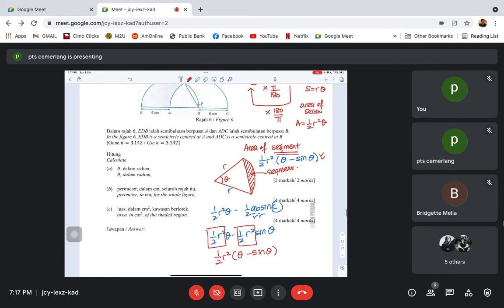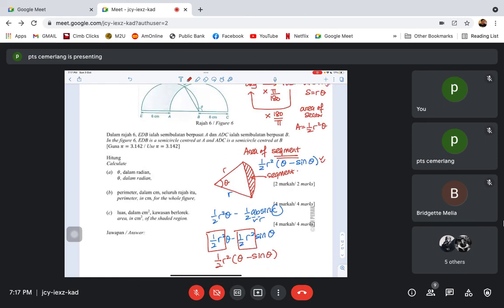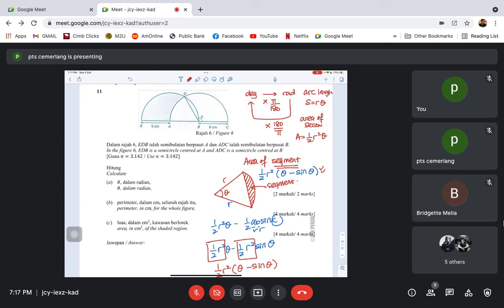Okay, so now over here, in your figure 6, EDB is a semicircle centered at A, and ADC is a semicircle centered at B, and you are using pi as 3.142. You have to calculate the theta in terms of radians. So in this case, this is your theta. Now, I want to know what its angle is. What's the angle for the theta?